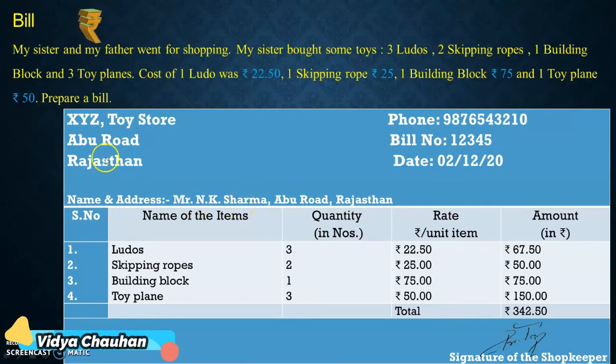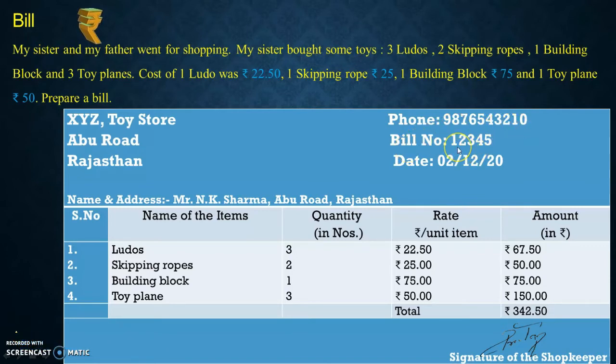As I have taken here, since in the question it was not mentioned what the name of the shop or the address is, in that case you can simply take it as XYZ toy store. Since she has purchased some toys, we will get toys from a toy store only. So I have mentioned it as toy store, Abu Road, Rajasthan. Phone number: in this contact number you can mention any contact number as per your convenience. I have just mentioned some digits.